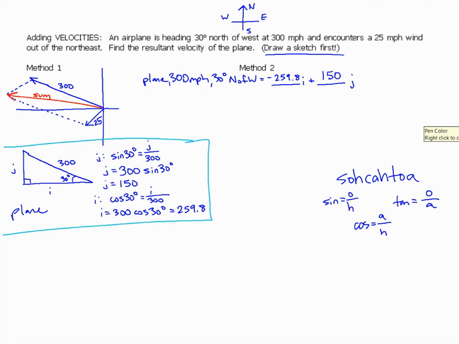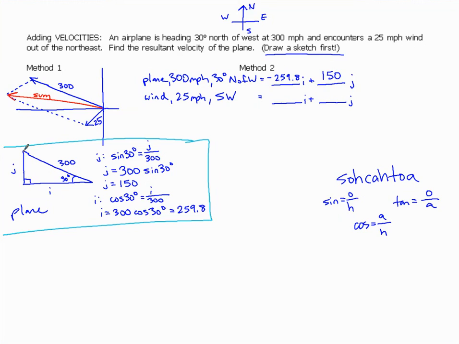The next thing we have to look at is the wind. The wind is moving at 25 miles per hour and it is out of the northeast, but it is going to the southwest. And so we look at the horizontal component and the vertical component. We're going to draw another triangle. So we've got a triangle just for the plane's velocity, and a triangle just for the wind.